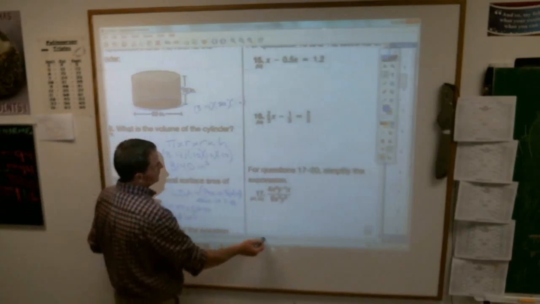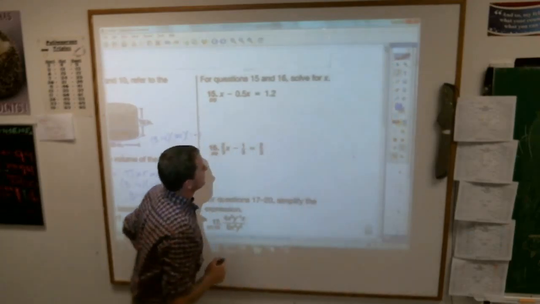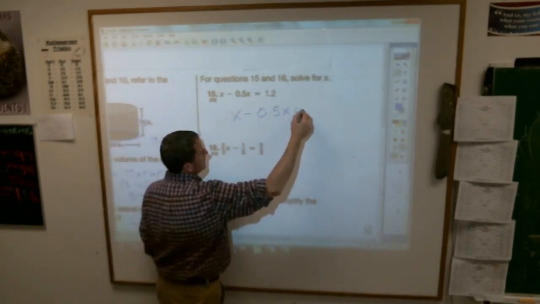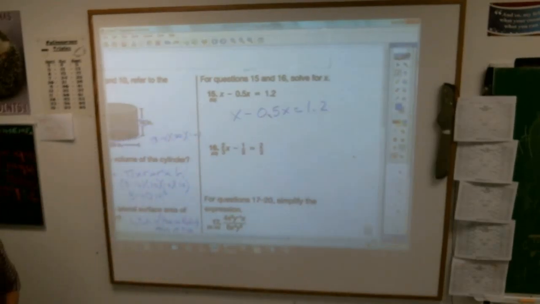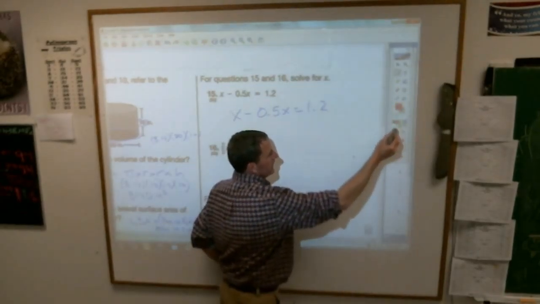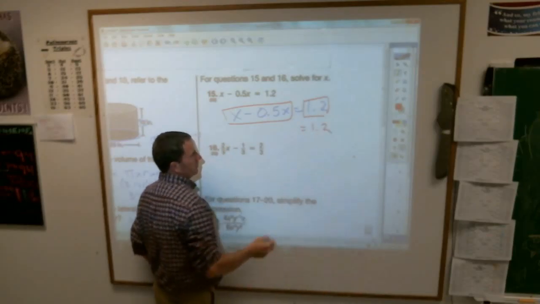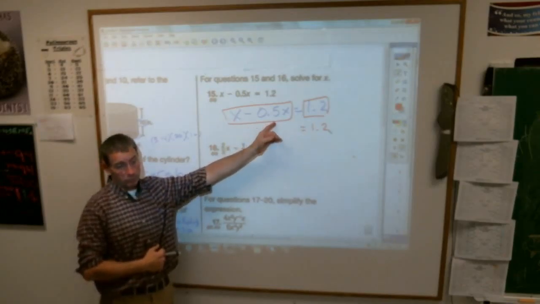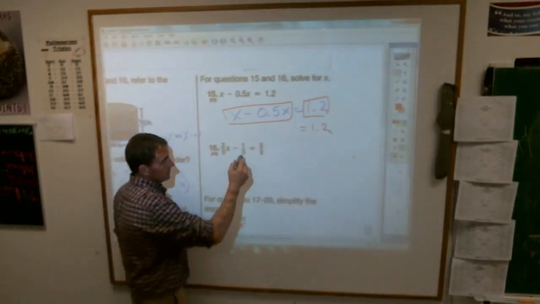I would love to do 15. Didn't you ask me about this one, Cameron? You did? Apparently I wasn't very good at explaining it. X minus 0.5x equals 1.2. When you solve equations, what's the first thing you're supposed to see if you can do? Can you simplify on either side of the equal sign? You can't do anything with 1.2 because it's only one number, but can I put these two together? They are like terms. If I have 1x and I put 0.5x with it, $1 plus 50 cents is 1.5x.